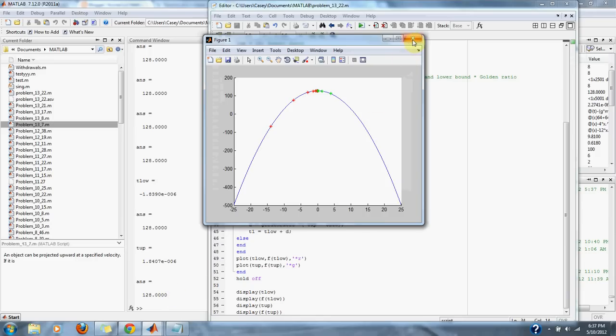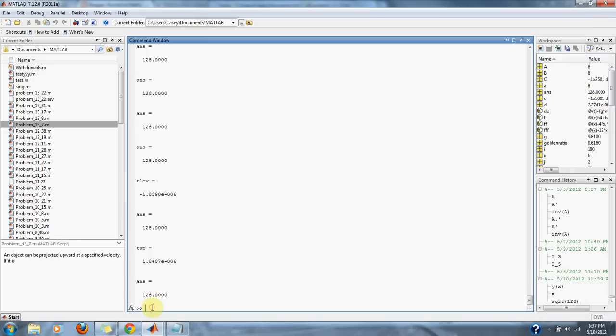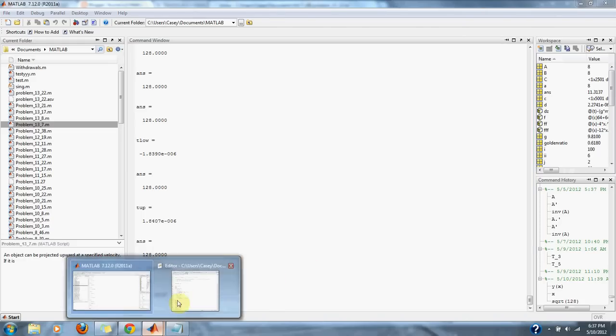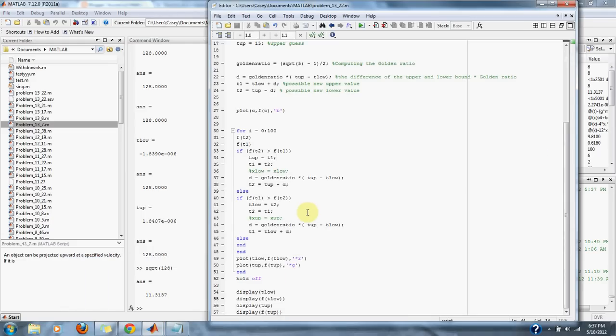So now all we have to do is take the square root of 128, and we notice our ladder is 11.3137 meters long. And that is it for problem 13.22.